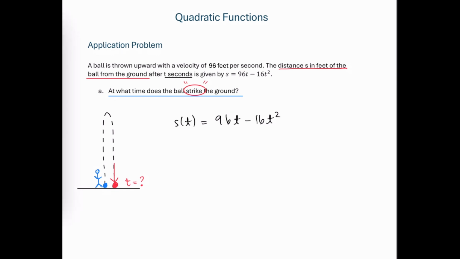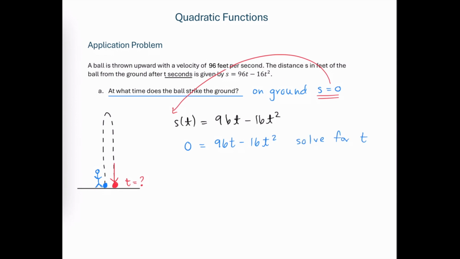When does this happen? Well, when the ball is on the ground, we know that the position of the ball is 0 because s is the height off the ground. So we'll take s equal to 0 and plug it in for the height in our height function. So we plug in 0 for s, 96t minus 16t², and we solve for t. What we have now is a quadratic equation, and as a matter of fact, this quadratic factors.